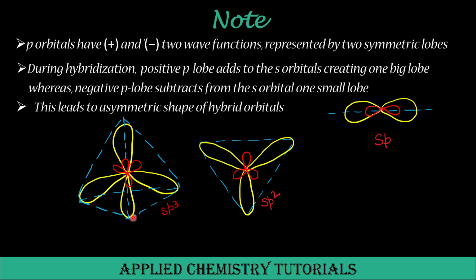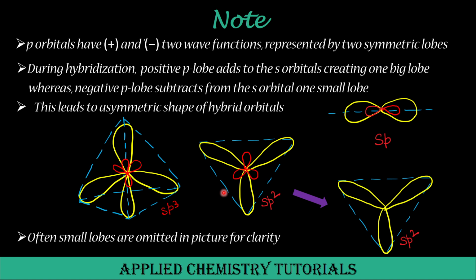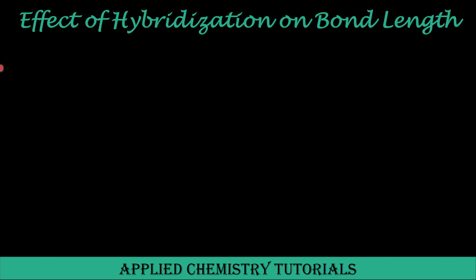So are the sp3 and sp2, where in sp3 there are 4 big lobes and 4 small lobes. Similarly for sp2 there are 3 big lobes and 3 small lobes. Now these small lobes are usually omitted for clarity. As you can see, for the sp2 the small lobes are omitted and only the big lobes are represented, which you have already seen previously in this video.